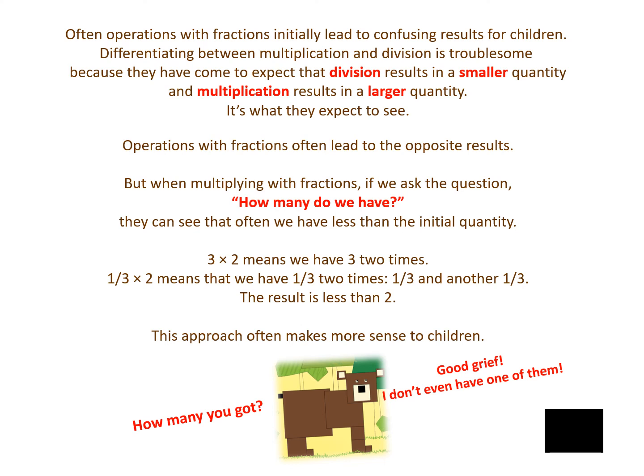So, when multiplying with fractions, if we ask the question, how many do we have? They can see and understand that often they have less than the initial quantity. 3 times 2 means that we have 3 2 times. But 1/3 times 2 means that we have 1/3 2 times. 1/3 and then another 1/3. The result is less than 2. This approach often makes more sense to children.